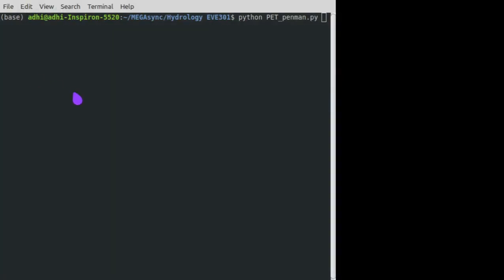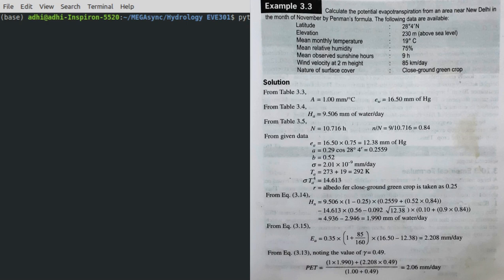Okay, we are now on the console. So I have already created a Python file. I have developed the program. So in this program, we are going to solve the numerical from our reference textbook, that is Engineering Hydrology by K. Subramanya, 4th edition, example number 3.3.